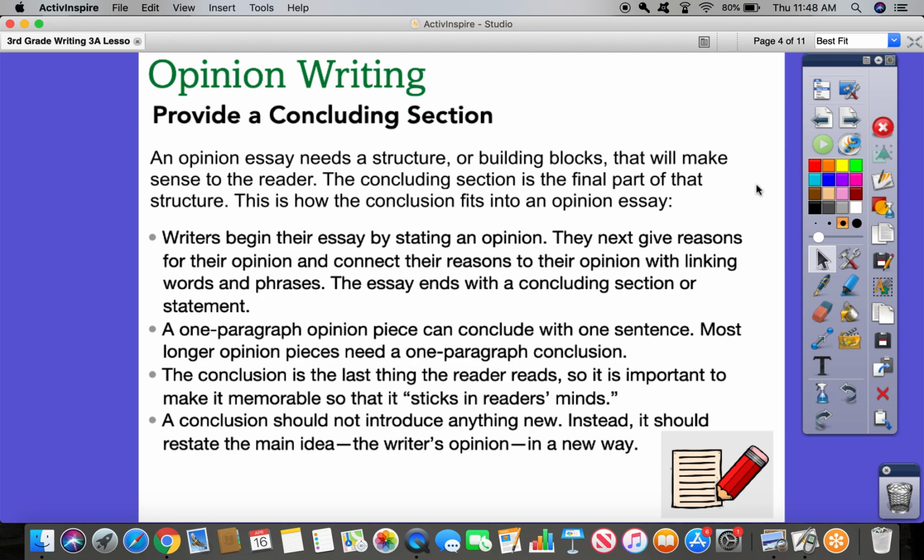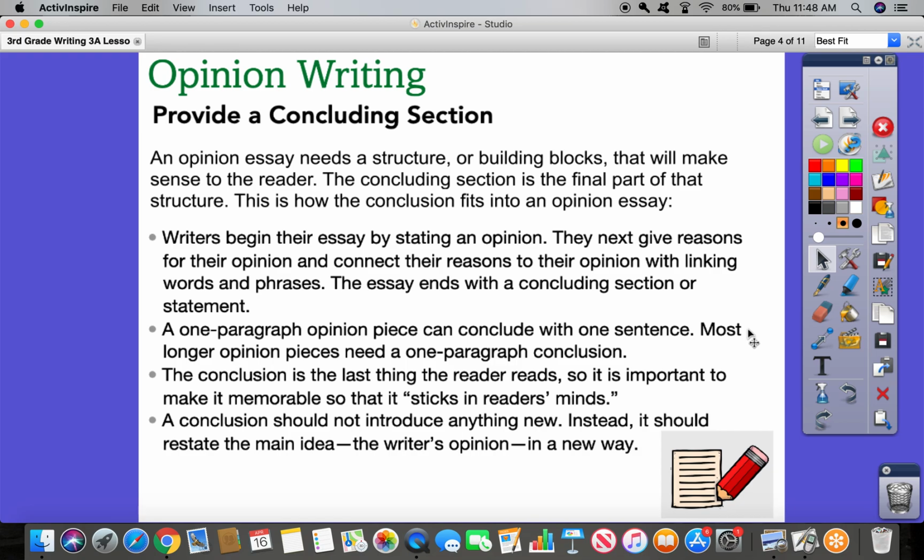First, writers begin their essay by stating an opinion. They next give reasons for their opinion and connect their reasons to their opinion with linking words and phrases. The essay ends with a concluding section or statement. A one-paragraph opinion piece can conclude with one sentence. Most longer opinion pieces need a one-paragraph conclusion.